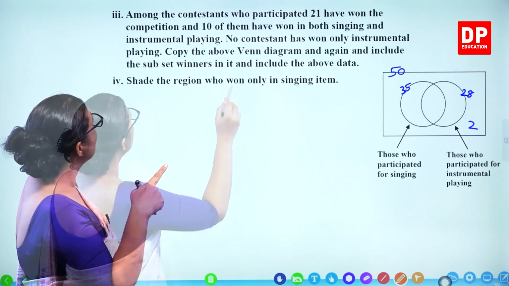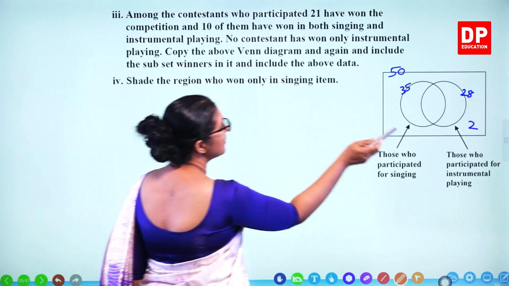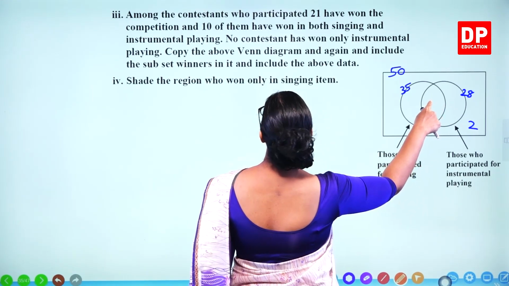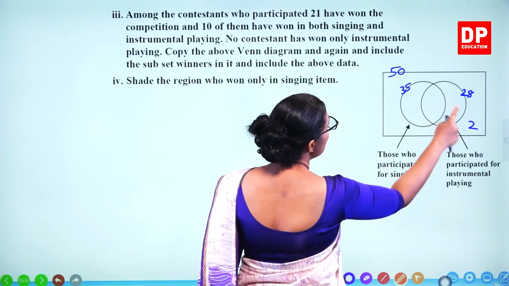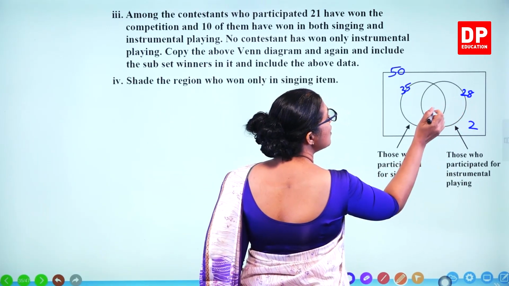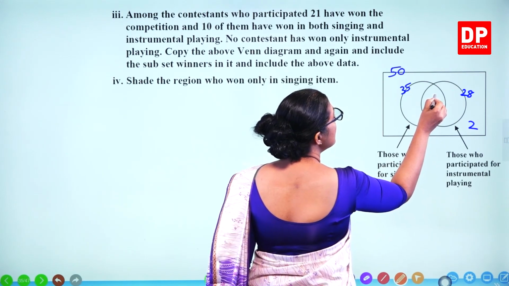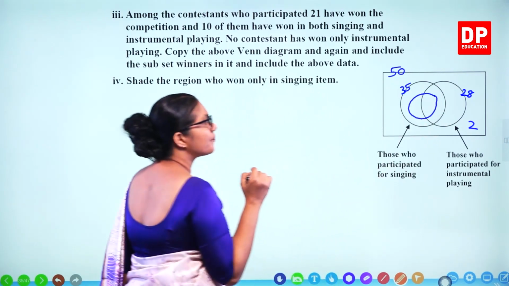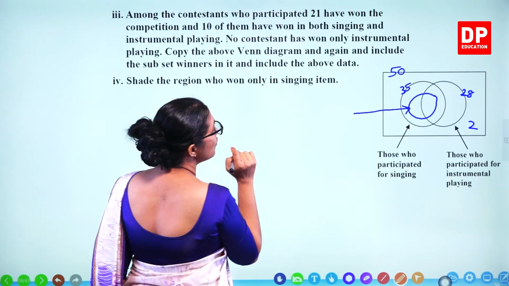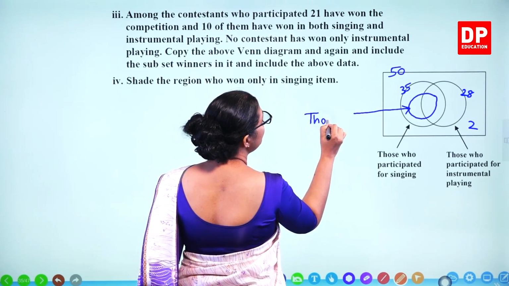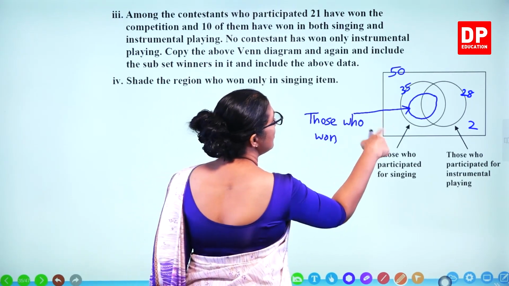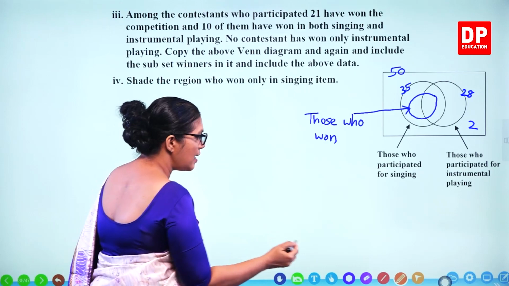And it says 10 of them have won both singing and instrumental playing, so 10 should be there. No contestant has won only instrumental, so that new circle is not intersecting this part. So you have to draw a circle somewhere here. What's the circle? Those who won. So you can write those who won is this circle.